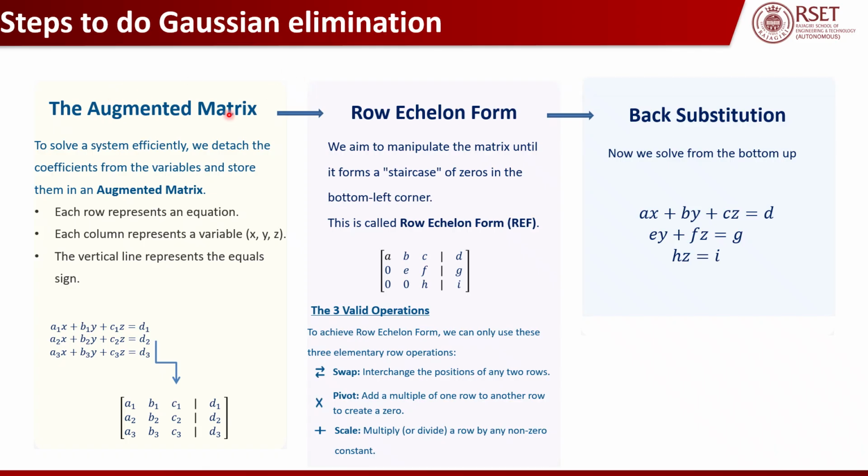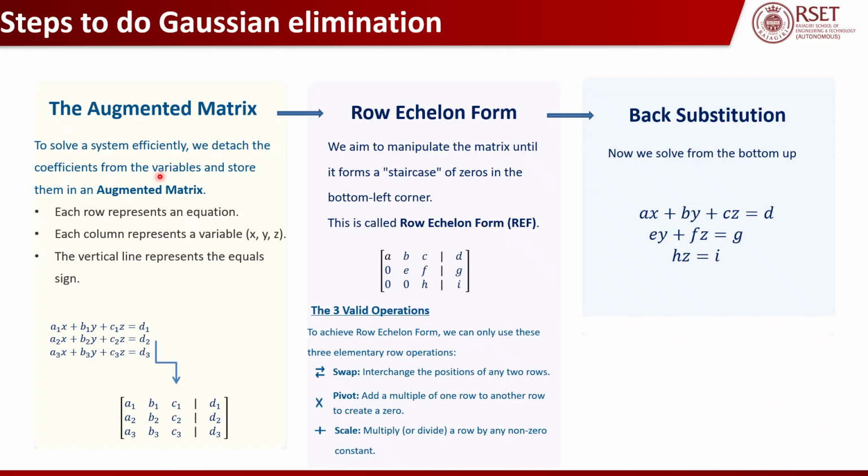And here are some steps to do Gaussian elimination. By doing a problem, you will be clear about it. But now let us check the steps of Gaussian elimination. The first thing is the augmented matrix. When you are given a linear system in three variables, the first thing is to convert it to an augmented matrix.